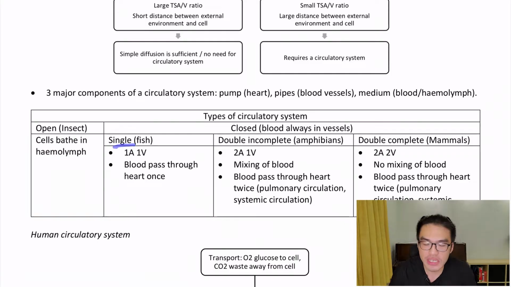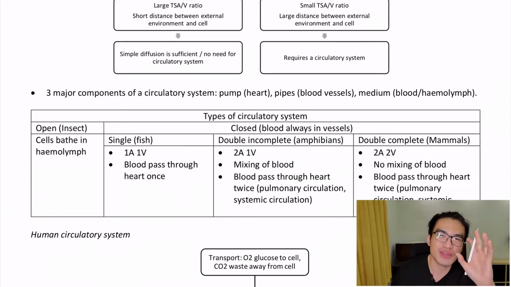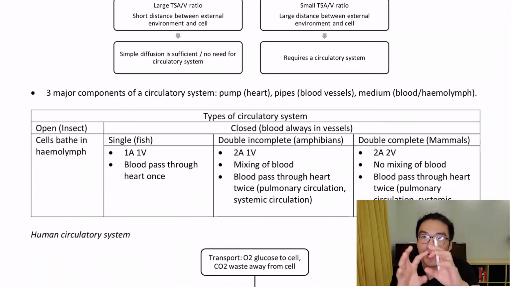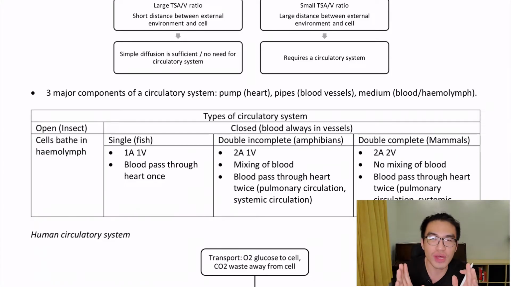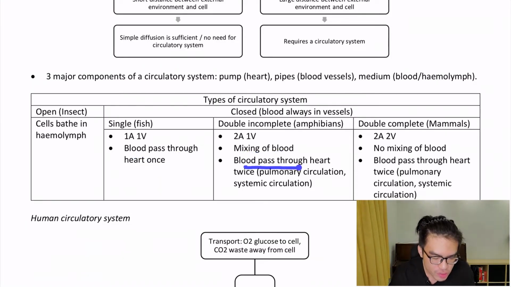Next, moving on. In a single system, there's only one atrium and one ventricle. Amphibians have 2A and 1V, remember? This one ventricle is what causes the mixing of blood. Mammals have 2A and 2V. The separated ventricles mean there's no mixing of blood. As I mentioned just now, in a single system blood passes through the heart once. There is mixing of blood here, and it passes through the heart twice.